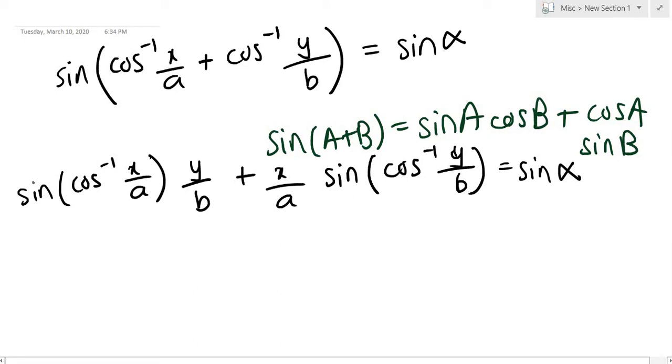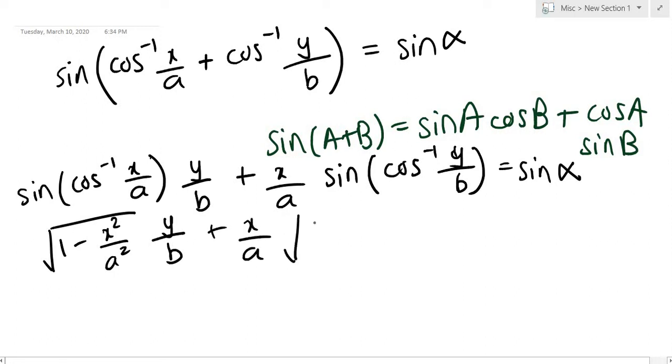Now this is also a formula, or you might understand it well with drawing a triangle and writing cos inverse in terms of sine inverse. But this is nothing but the square root of 1 minus x squared by a squared times y by b outside the radical, mind you, plus x by a times the square root of 1 minus y squared by b squared, everything equals the sine of alpha.